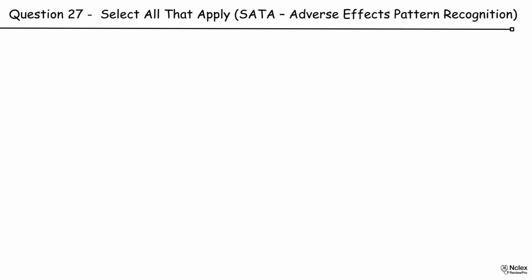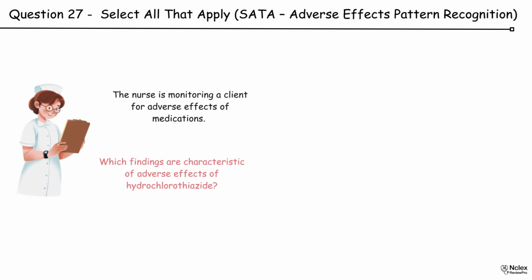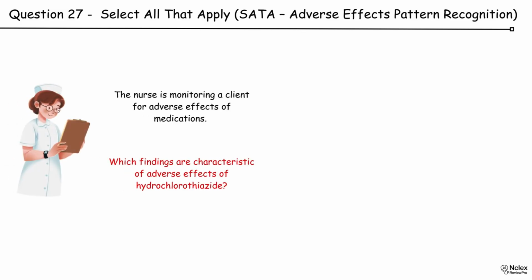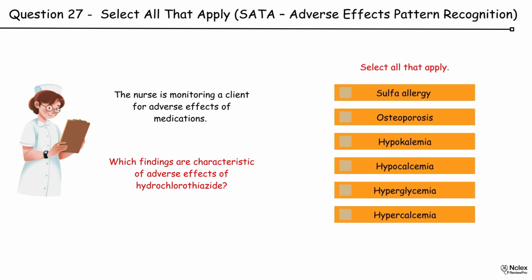Question 27. This is a select all that apply question focused on adverse effect pattern recognition with hydrochlorothiazide. The nurse is monitoring a client for adverse effects of medications. Which findings are characteristic of adverse effects of hydrochlorothiazide? The options are 1. Sulfa allergy, 2. Osteoporosis, 3. Hypokalemia, 4. Hypocalcemia, 5. Hyperglycemia, 6. Hypercalcemia. Take a moment. Think thiazide pattern. Pause here if needed.